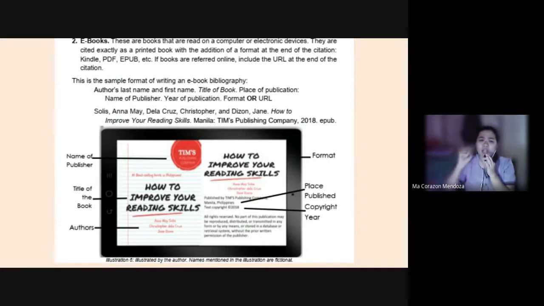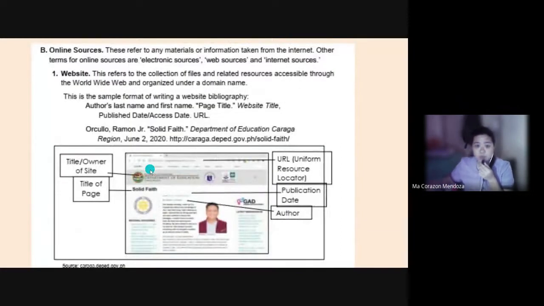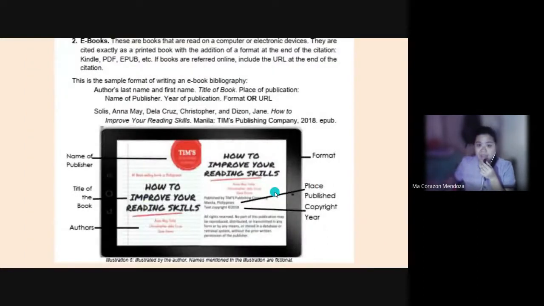Now, there are times that the ebook is something that you found on the internet, like it's online, there's a website. You just have to copy the website. Remember earlier, the URL, you're just gonna copy that. Instead of writing EPUB, you will put the URL. Okay? So that's under ebooks.